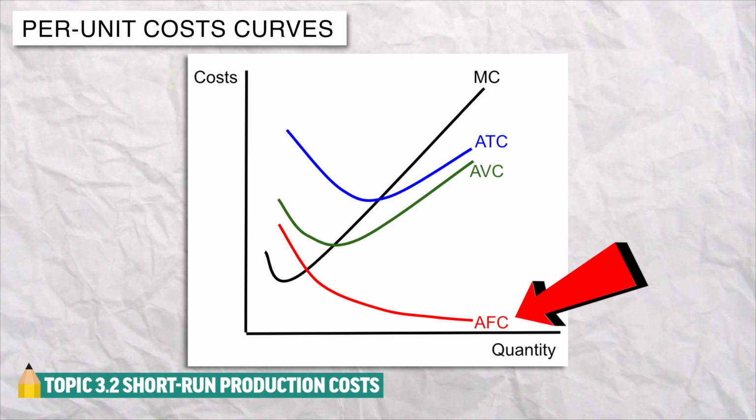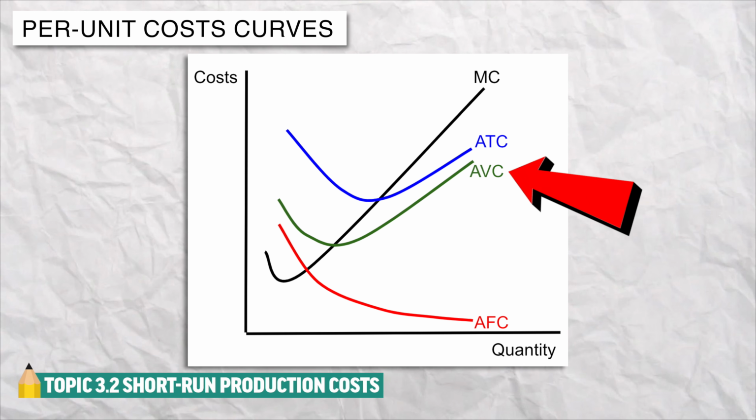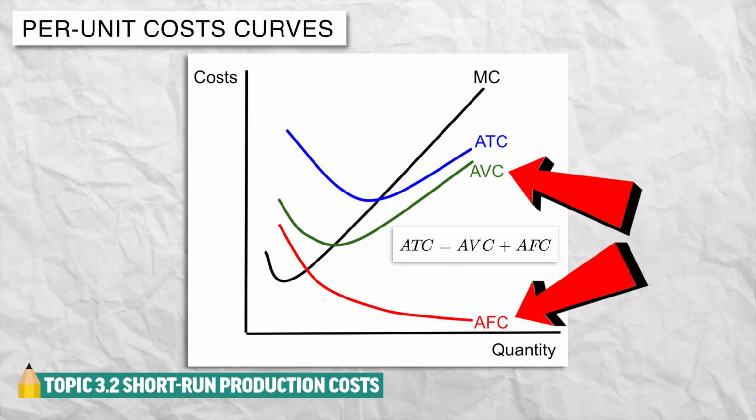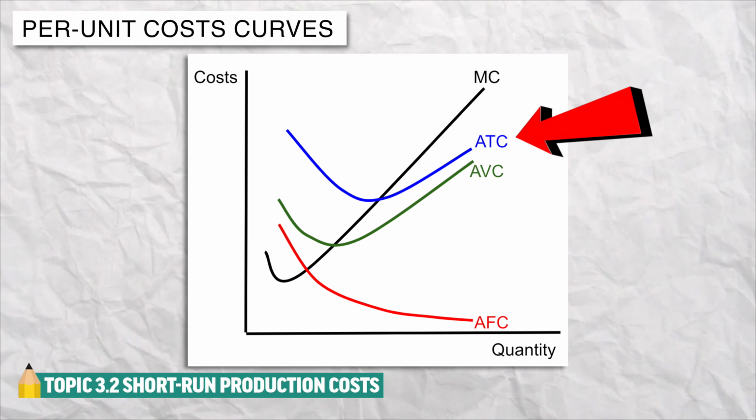We know the average fixed cost gets smaller and smaller, so it looks like this. Now this is the average variable cost. It goes down and up, and since the average total cost equals the average variable cost plus the average fixed cost, the ATC looks like this. These are the short run per unit cost curves.